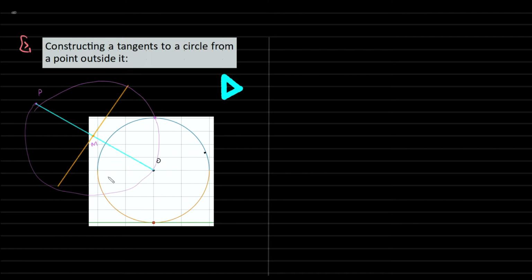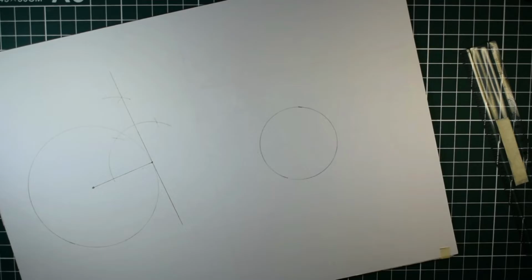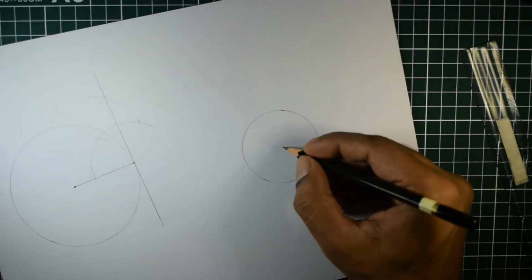So these 2 points are the required points, and joining those 2 points from P, we'll call them T1 and T2. So PT1 and PT2 will give us the tangents. As simple as that. This is all we need to do. Okay, let's look at the justification later. Let's learn how to draw it first.